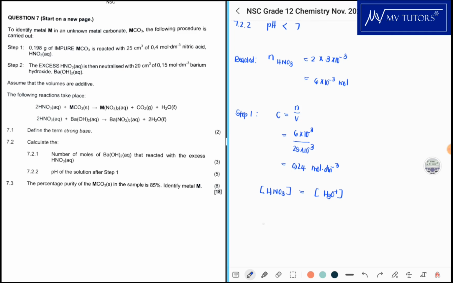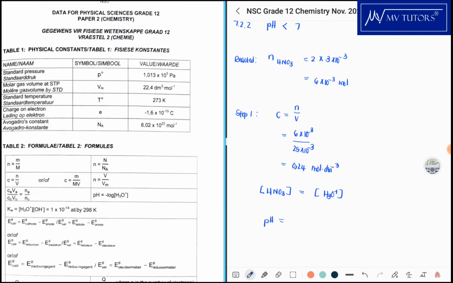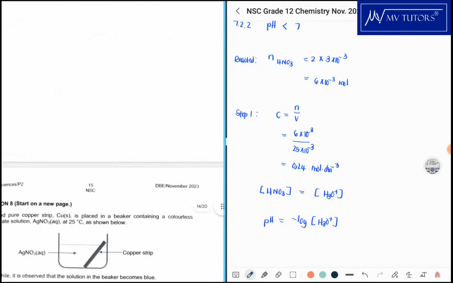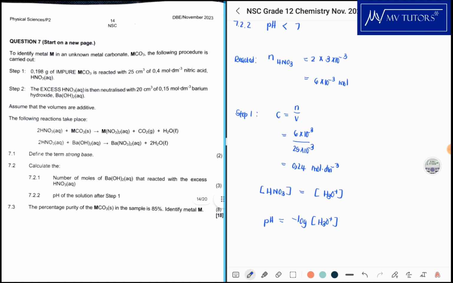It's important because if you look at our pH formula, it's actually equal to negative log of the concentration of hydronium. So ultimately, we need to know what the concentration of hydronium is, and that's where you relate it to it being a monoprotic acid and so forth. So the concentration for hydronium would be 0.24 mole per cubic decimeter.